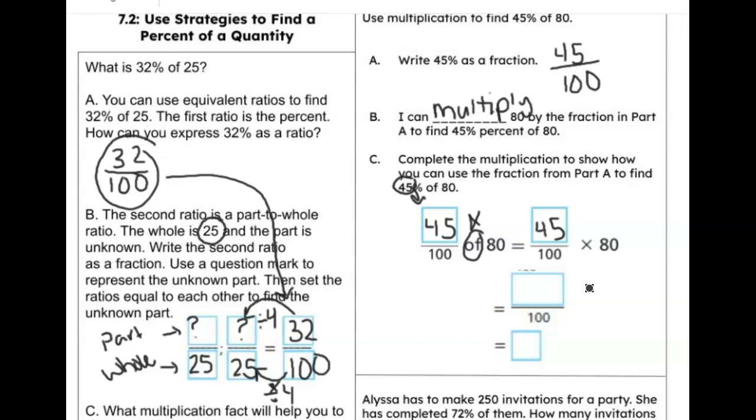So if I take 45 and I change it into a fraction on my calculator, if I get the right things, 45 over 100 times 80, and that's going to get me 36. I'm going to skip that step right there. So on your calculator, you times 45 over 100 times 80, and you get 36.